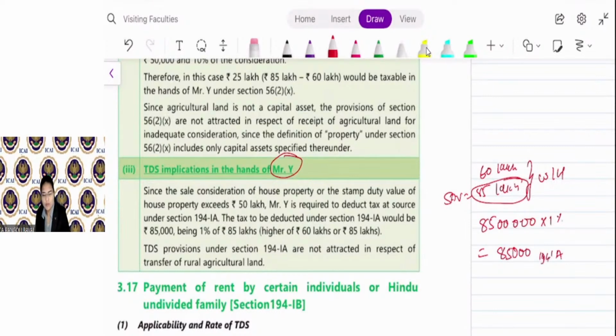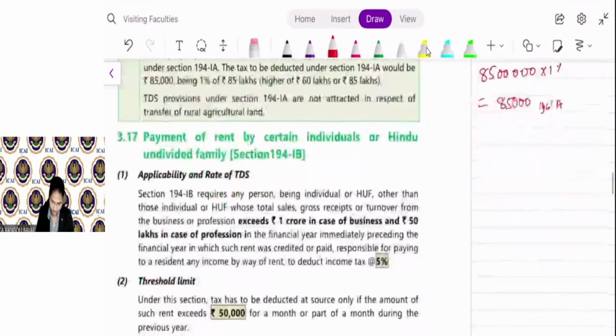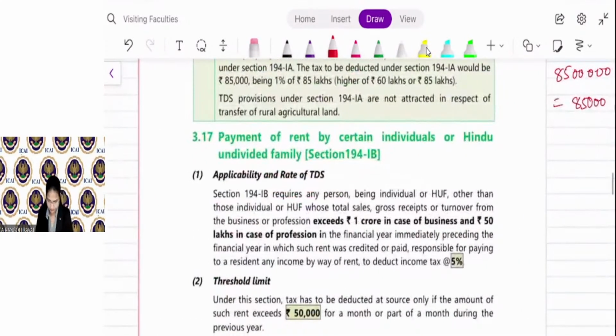Right? On rural agricultural land, no TDS is applicable. Why? Because it is excluded from the section. And in the same way, the capital gain is also not applicable in case of rural agricultural land because rural agricultural land is not covered under the definition of capital asset. Everyone clear with this provision? Yes or no?